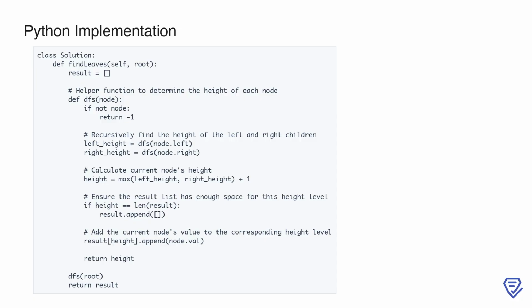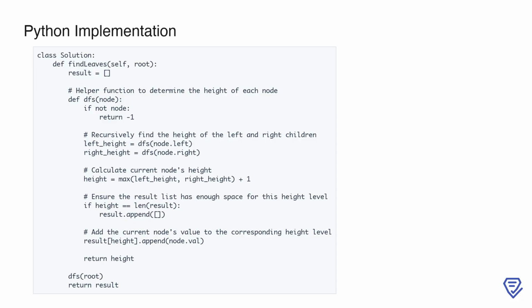6. Result list management. If the current height equals the length of the result list, a new list is appended to accommodate nodes at this height. This ensures that each height level corresponds to a unique sublist in result. 7. Node value addition. The current node's value is added to the sublist corresponding to its height. This groups nodes by their removal stage.